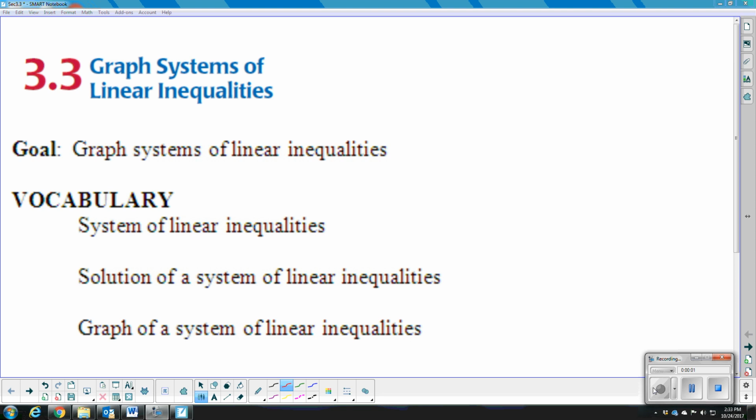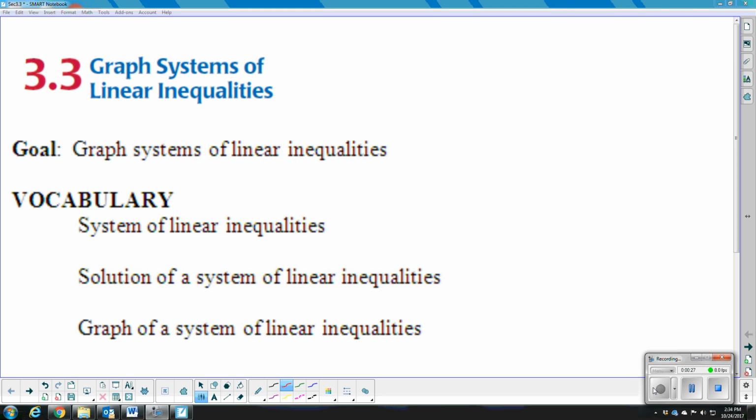System of linear inequalities, 2.8. Remember when we just did inequalities, we were just graphing inequalities. We graphed the line, and then we did the shaded part. Okay, and then we did the linear system where we graphed two lines and we found the point where they intersected, and that was our solution.